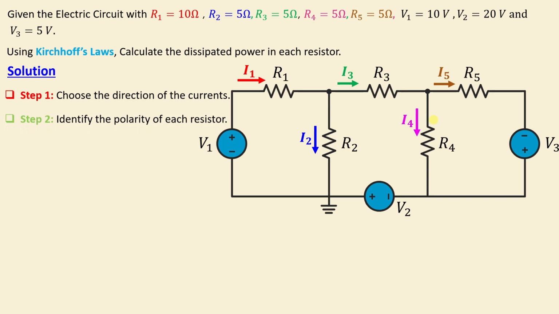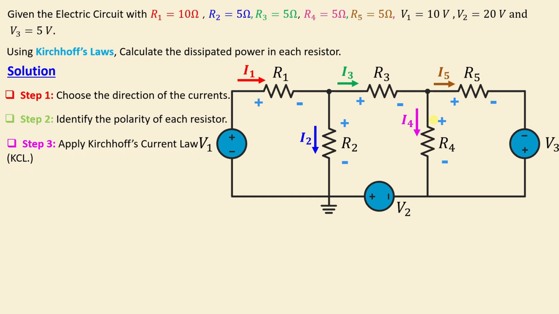After we finish step 1, we go to step 2, which is to identify the polarity of each resistor. We know that the current flows from the high potential to the low potential. That means this is the positive and negative of R1, this is the positive and negative of R2, of R3, of R4, and finally of R5.